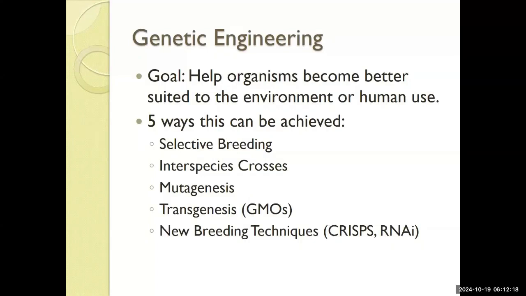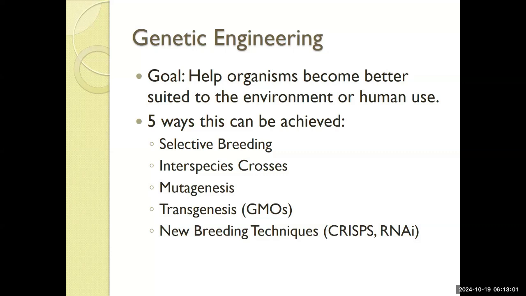As we continue to expand on genetic engineering, it helps us to understand the goal of this process. It's not to meddle or play God. It's to help organisms become better suited to the environment or human use in a shortened time frame. Genetic engineering has always been a process through selective breeding, interspecies crosses, mutagenesis, transgenesis, and new breeding techniques like CRISPR and RNAi. Some of these processes happen in the wild with or without human intervention, and they all have their own level of human influence.